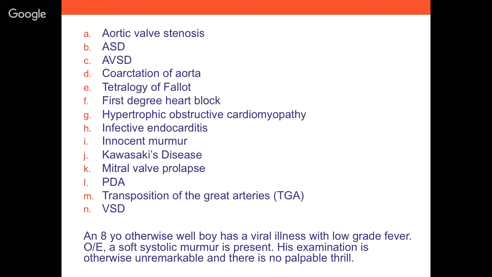An 8-year-old otherwise well boy has a viral illness with a low-grade fever. On exam, a soft systolic murmur is present. His exam is otherwise unremarkable and there's no thrill. It is an innocent murmur. So soft, systolic, otherwise well, all the S's, yeah?